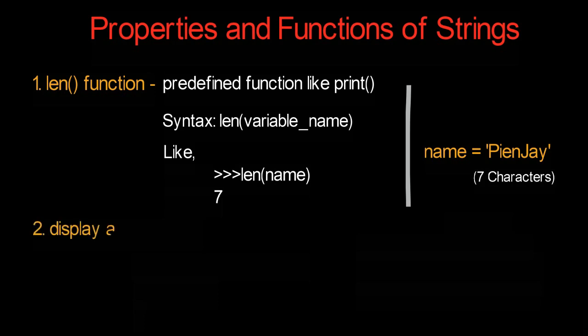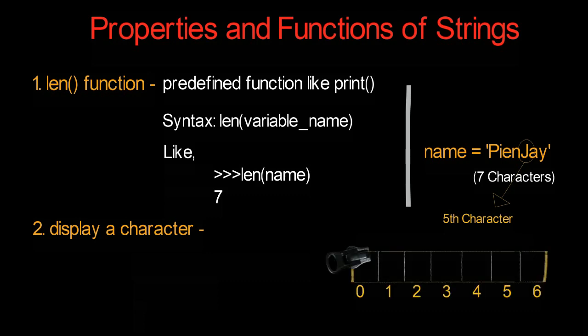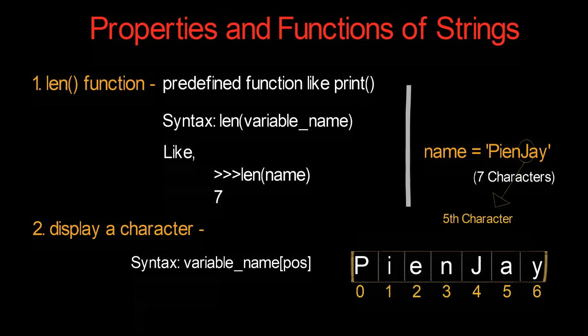Second, if we want to display a single character from a string, like the character J only, as we can see it is the 5th character in the string, but the counting in programming starts from 0 and not 1. This is true for almost all programming languages, so it can be represented as P-I-E-N-J-A-Y. Now, there's a feature of strings. If we want to display the character at a particular position, we can simply type the name of the variable and the position inside square brackets. So if we type name[4], it gives the output as J.